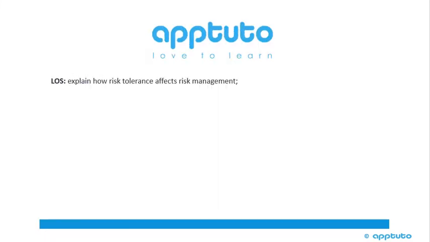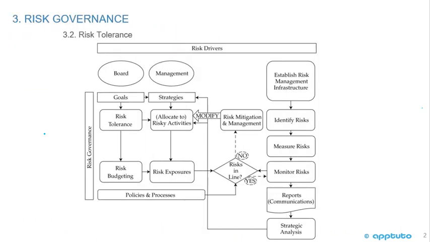This LOS is: explain how risk tolerance affects risk management. So this LOS is regarding risk tolerance, which falls here underneath the board. As we can see from this graphic, this framework, the board is responsible for the goals of an organization, where management is responsible for the strategies.